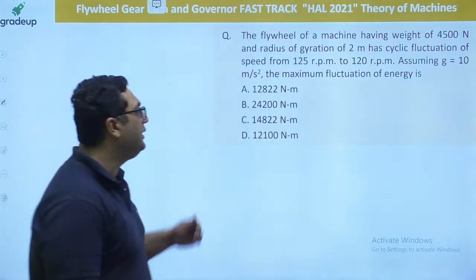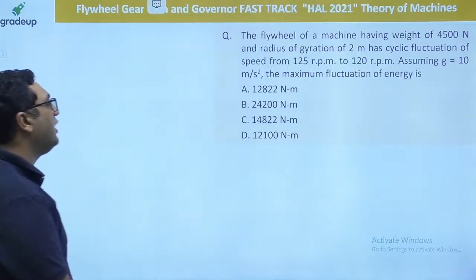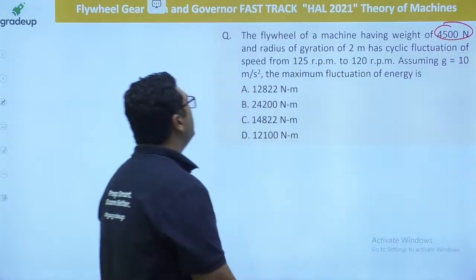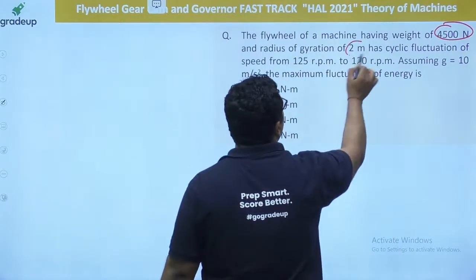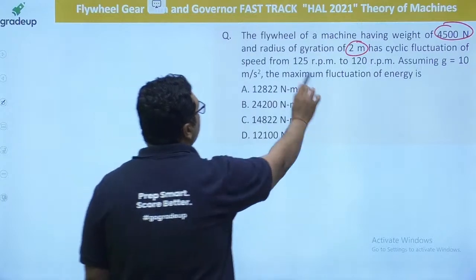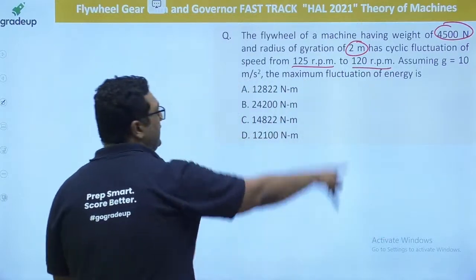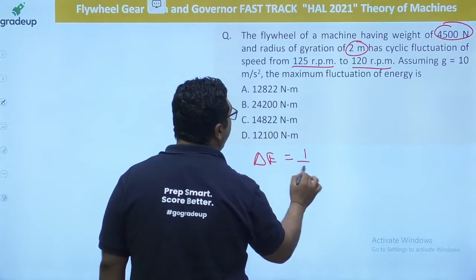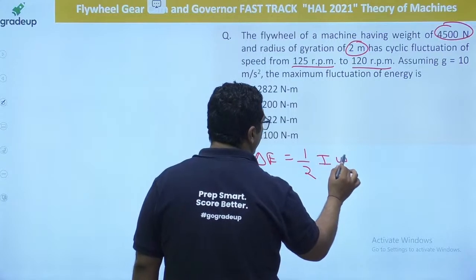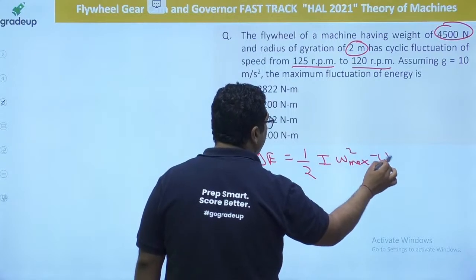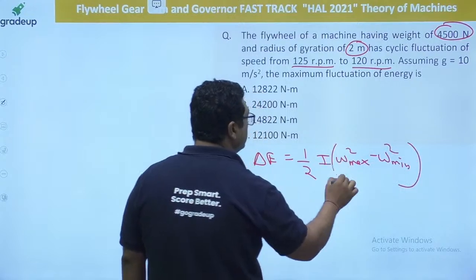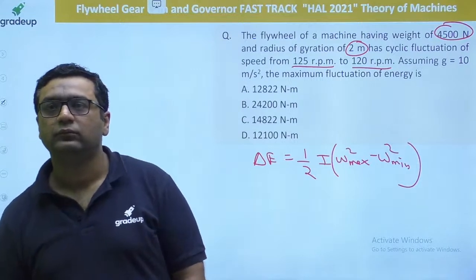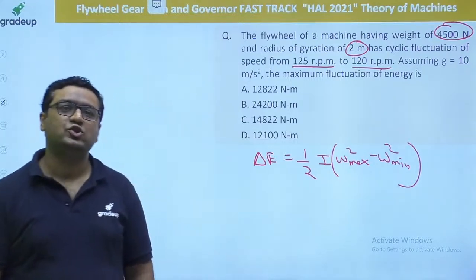The flywheel of a machine having weight of 4,500 Newton. So when weight is given, you can find out mass from this. Radius of gyration is 2 meter. It has cyclic fluctuation of speed from 125 to 120 rpm. The g value is given to find out the mass. Delta E you need to find out. It is going to be half I, omega max square minus omega min square. Fine, guys, solve it.